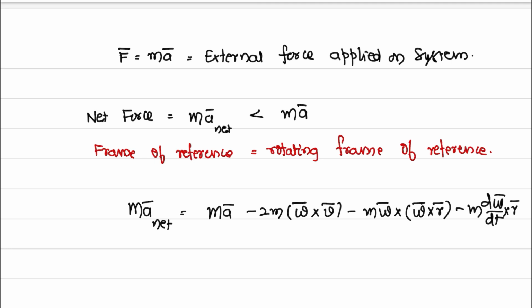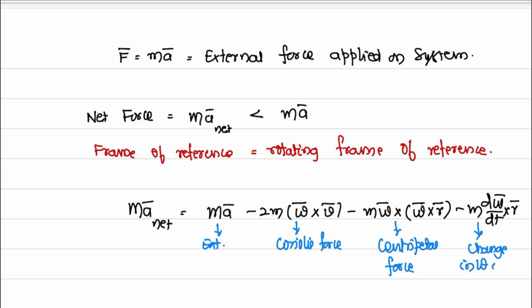Please try to understand one by one. What are these? This is the external force. Because of the external force, this is the Coriolis force. This is the centripetal force, and this force is due to change in omega with time. Now, let us discuss these one by one. This concept is very important.